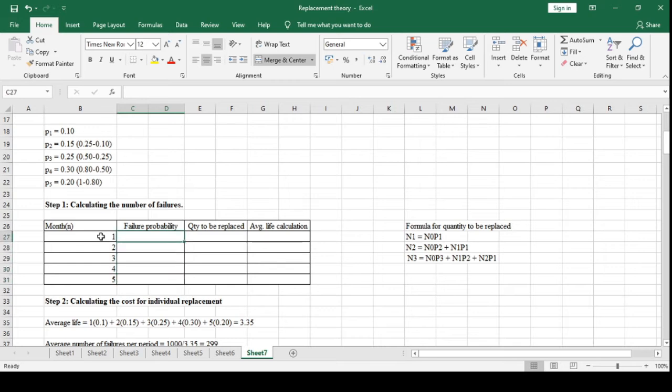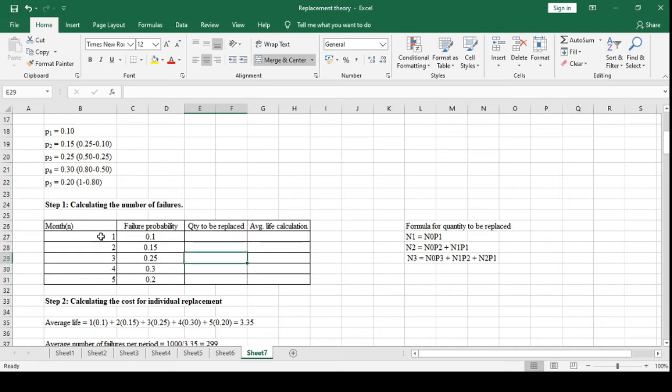Now the second column is related to the failure probability, which we have already calculated. For the first month it is 0.10, for the second month it is 0.15, for the third month 0.25, for the fourth month it is 0.30, and for the fifth month it is 0.20.